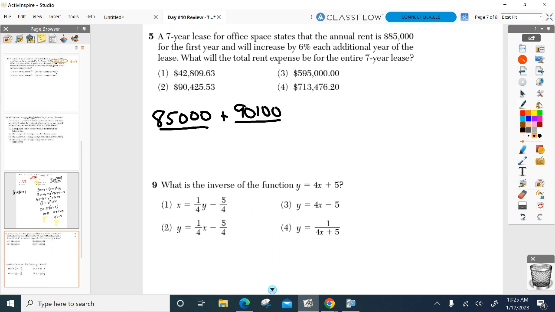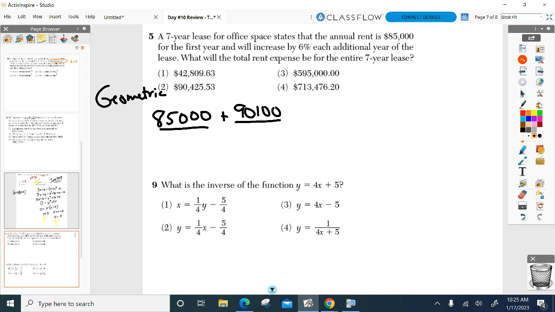85,000, 90,100. We're starting to build a sequence of numbers. Anybody know what type of sequence we're building? Geometric. Why geometric? Because it's multiplying, we're multiplying by 0.06 every time and adding it to it. So this is a geometric one. This is why I had you grab your formula sheet, so we know where it is, because I'm going to expose you to this throughout this week.